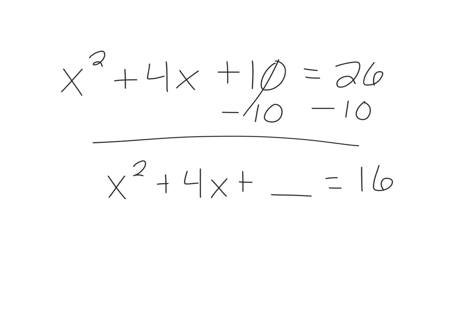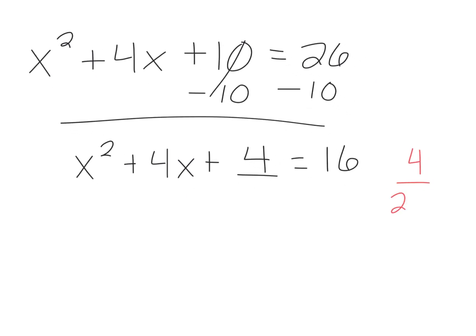So think. I heard it. Someone said 4. So if I put 4 there, what are two numbers that multiply to 4 that add up to 4? 2 and 2. Do we have to change them? No. So how can I write this? X plus 2 squared, because normally it would be x plus 2, x plus 2. So what you just did was you completed the square. Okay? And then that's equal to 16.